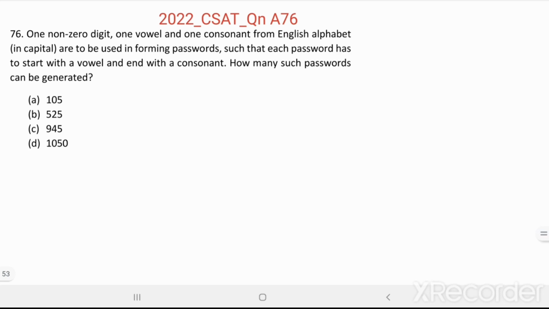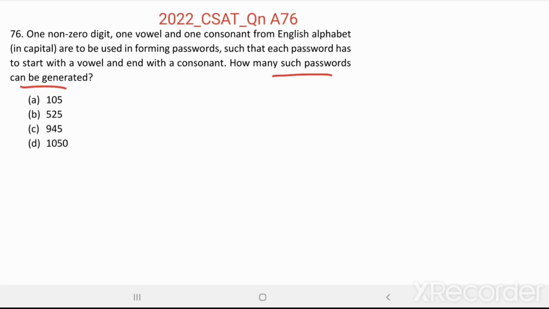Question number 76. One non-zero digit, one vowel and one consonant from the English alphabet in capital are to be used in forming passwords such that each password has to start with a vowel and end with a consonant. How many such passwords can be generated? Here, we want to find how many such passwords are there.